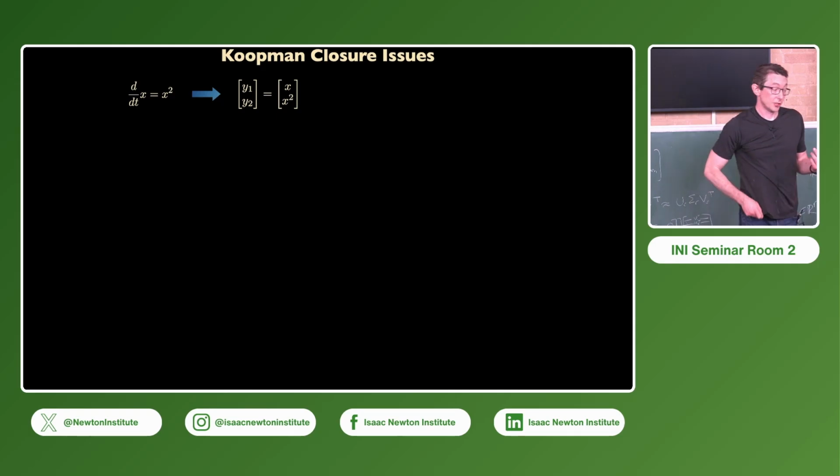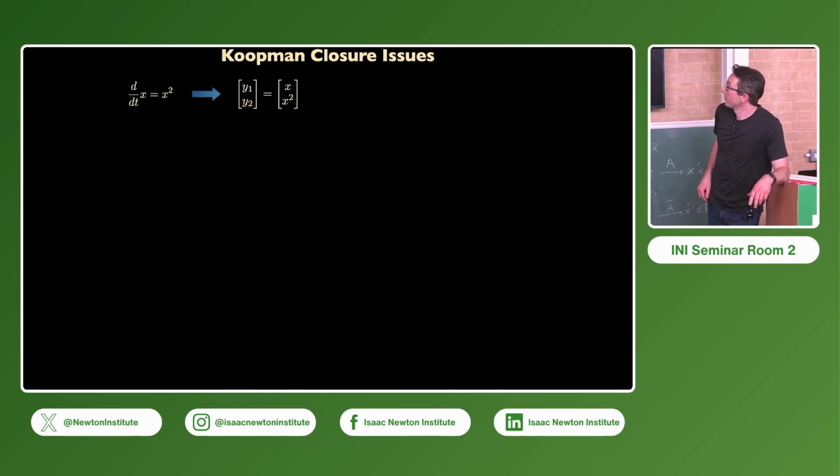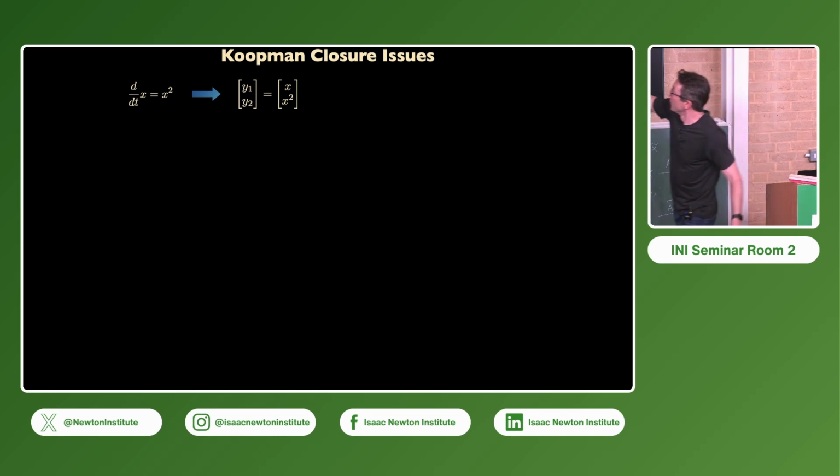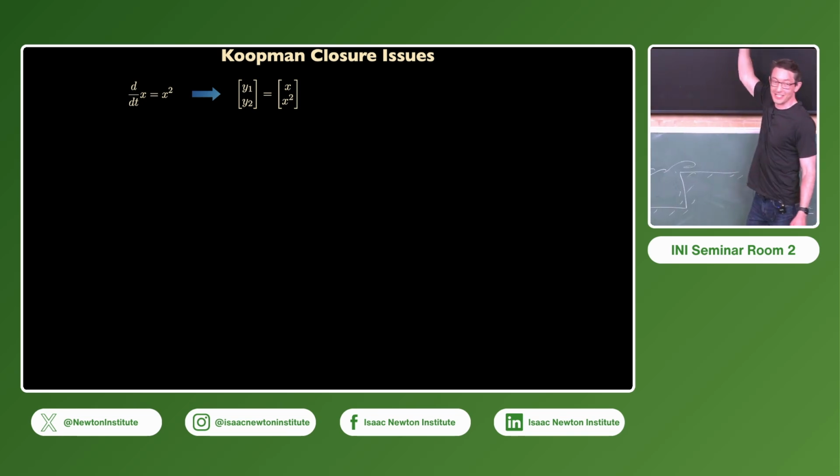What happens when I differentiate y2? The derivative of x squared is 2x x dot. 2x times x squared is x cubed.